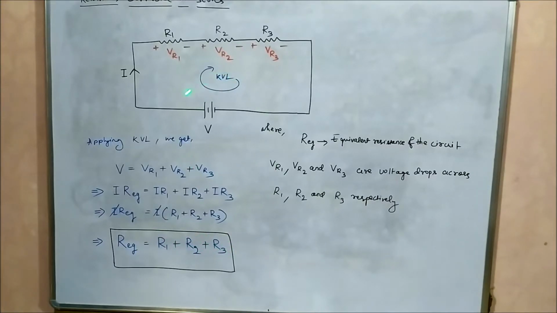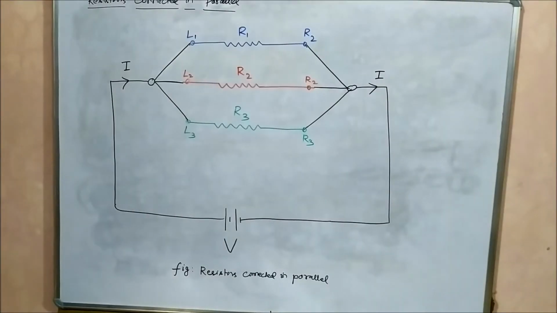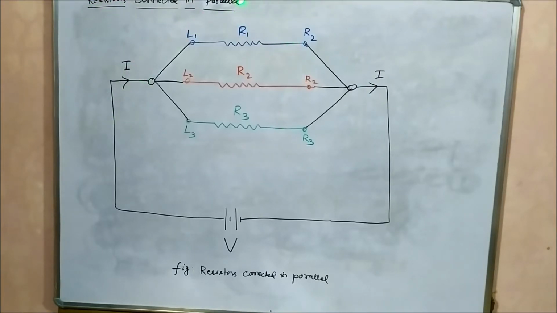Next we are going to discuss resistors connected in parallel, or the parallel combination of resistors. Here in this circuit you can see again there are three resistors R1, R2 and R3 connected across a DC voltage source V, and the total circuit current is I.